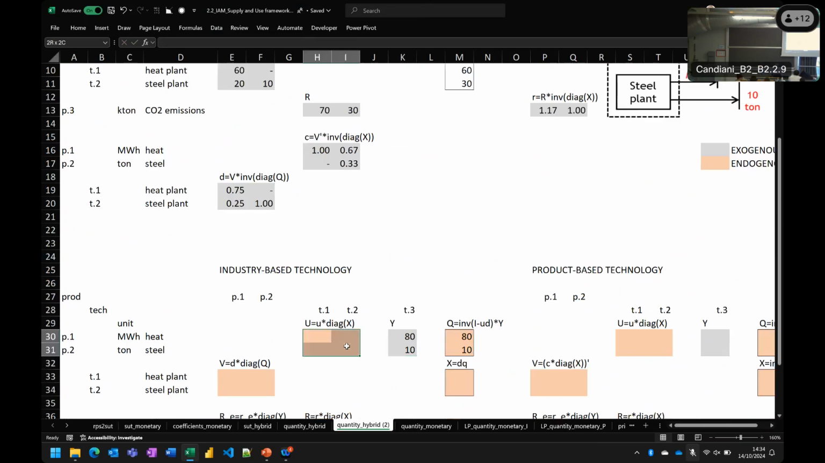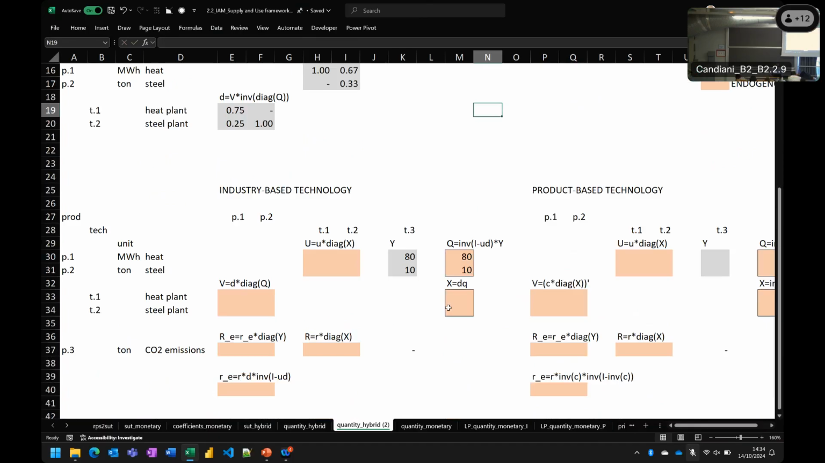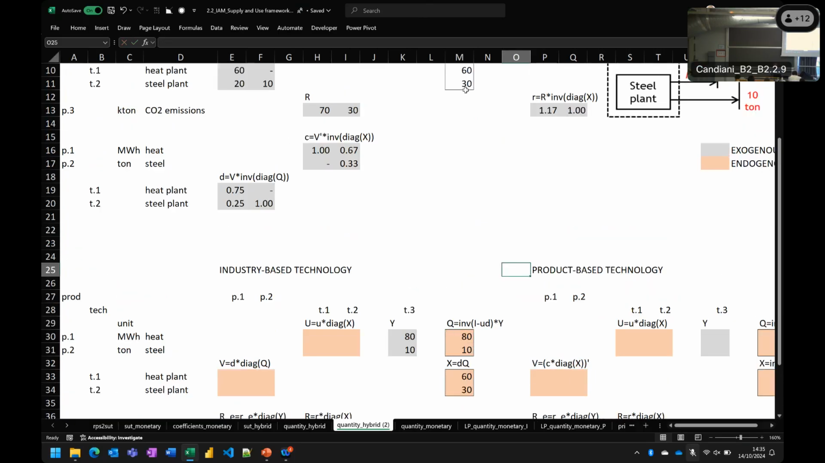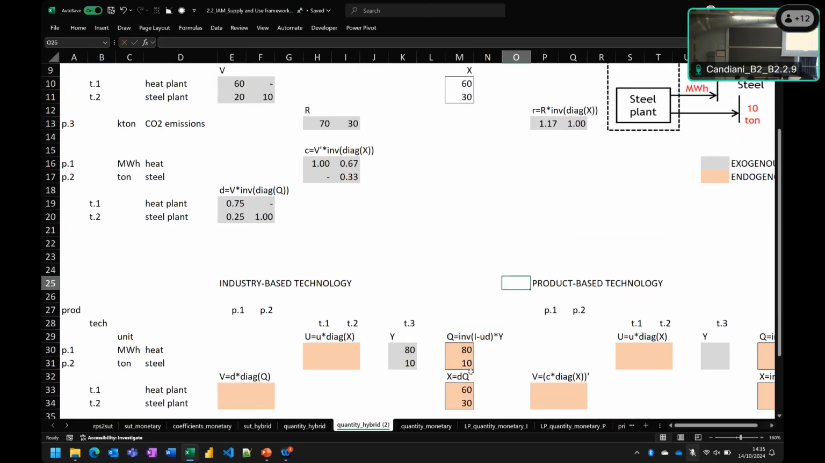Indeed, if I'm multiplying, but first things first, let's now complete the LTF model by also calculating total X. That is the matrix product between the matrix D times Q. Should work. Yeah, 60, 30. This Q here is supposed to be capital. Does it make sense? Yeah, because I have here the same X.